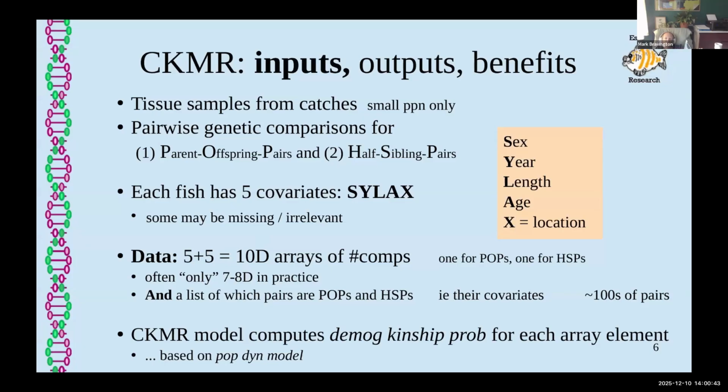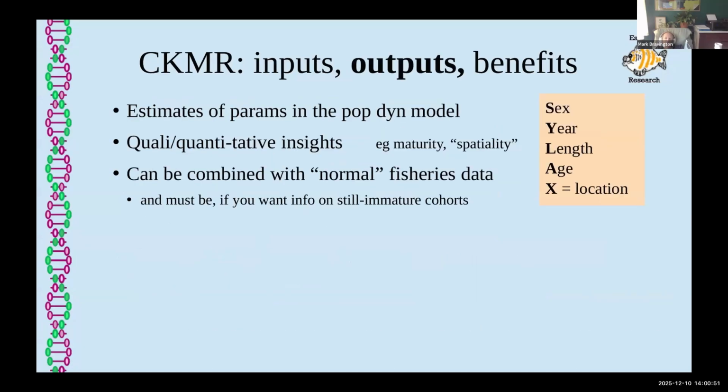And as Rich said, the close kin model computes probabilities for finding kin pairs for each of these combinations of comparisons. The outputs, I don't need to say hardly anything about this because Rich has already covered it. The point to make here is the underlying population dynamics model is pretty much the same as in assessments, and it estimates the same things that are in assessments and sits very naturally, as Nick has described, within the framework of a standard assessment.